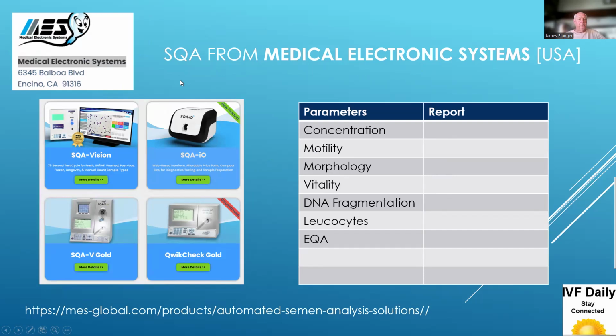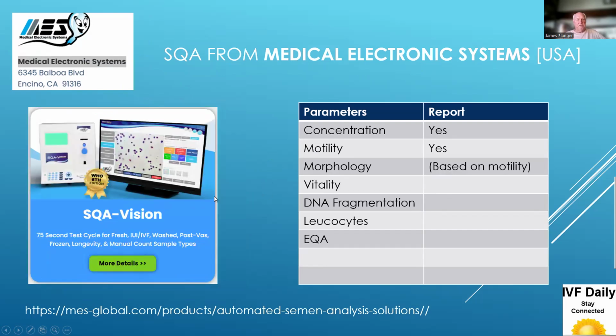Another company on the marketplace is Medical Electronic Systems, the MES systems, and they make 4 units. And I'm familiar with the SQA Gold. Basically, the SQA Vision is top of the range, and as they say here, a 75-second test for fresh samples for IVF or IUI, washed, post-vasectomy, frozen, longevity, and manual count samples, so it does everything.